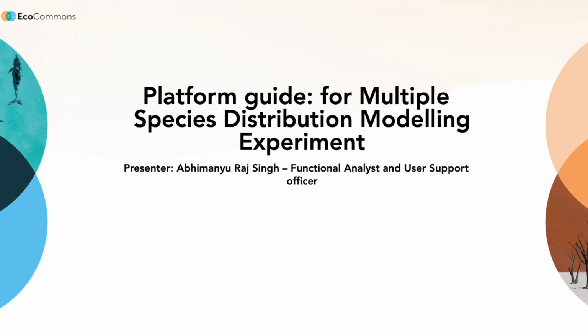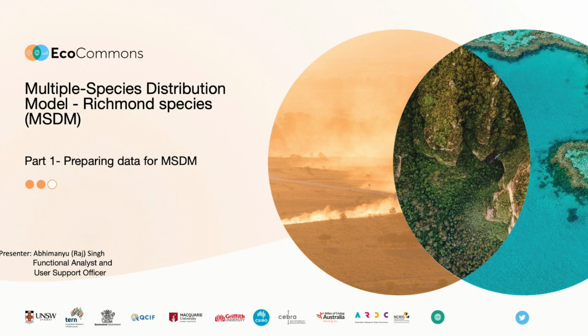Hey, welcome to our training module on how to run multiple species distribution models. My name is Abhimanyu, or Raj, and I'm the functional analyst and user support officer at EcoCommons. In part 1 of this series, we will look at how we can prepare the occurrence data for our experiment.